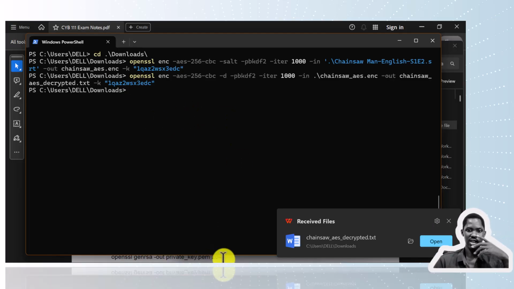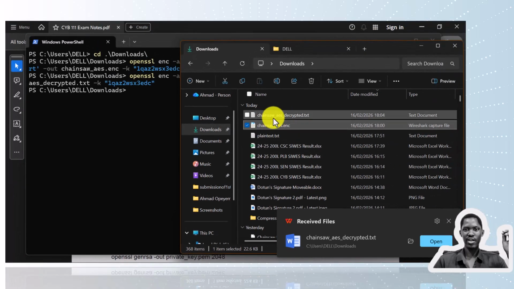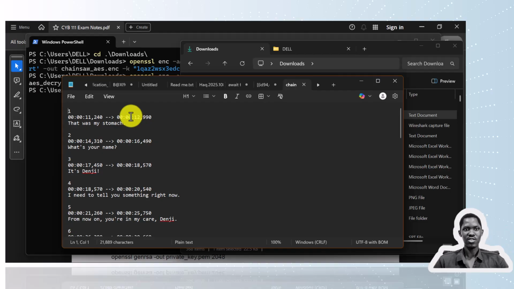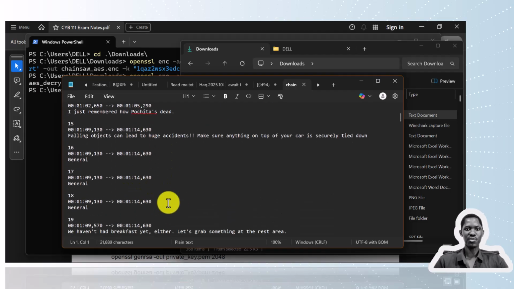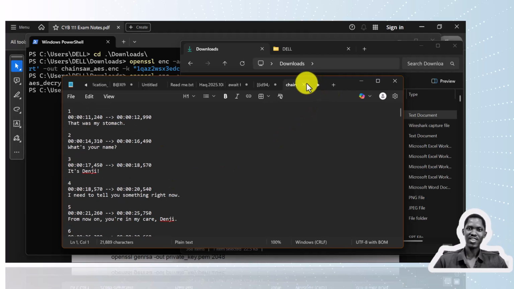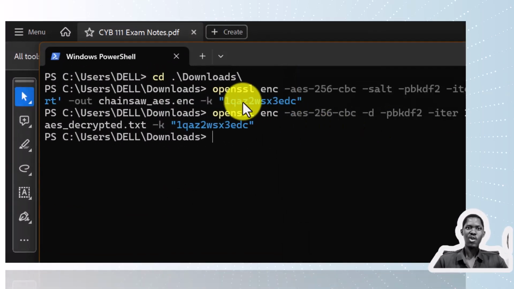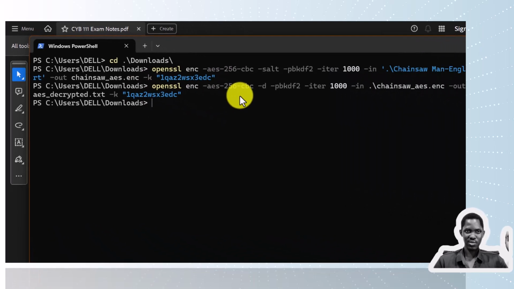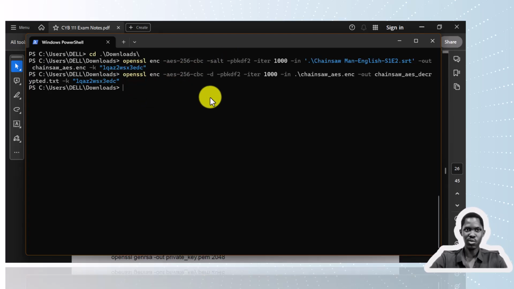AES is fast, as you know. So you can see we already have our file here, which is the decrypted file. Let's open it and see. You can see that we have back the readable format. How fun is that? So that is symmetric encryption. And as you can see, we are using the same key for what? Both encryption and decryption.